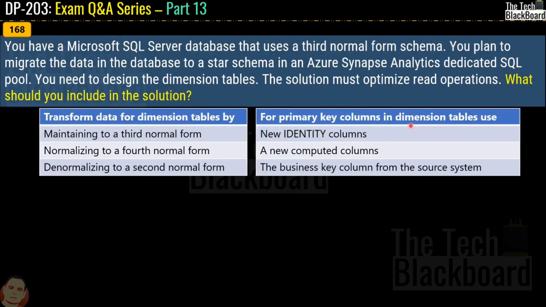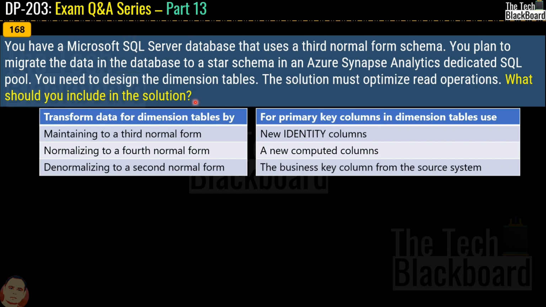Now let's move on to question number 168. The question says that you have a Microsoft SQL Server database that uses a third normal form schema. You plan to migrate the data in the database to a star schema in an Azure Synapse Analytics dedicated SQL pool. You need to design the dimension tables. The solution must optimize read operation. What should you include in the solution?